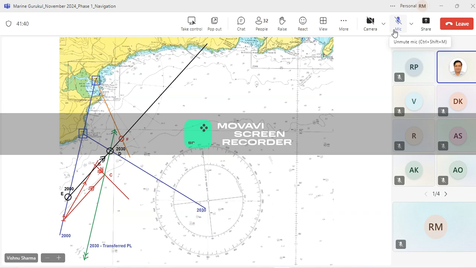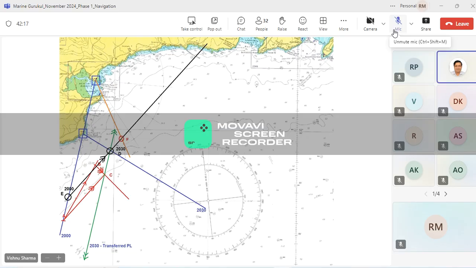This is the magnified view of the plot. If anybody has any questions or clarifications to seek, please let me know. Guys, can I say that everybody's understood this part of the running fix? Transfer, how the PL is to be transferred? So next time when you identify it's a running fix and a PL has to be transferred, you'll ask yourself, how is a PL transferred?